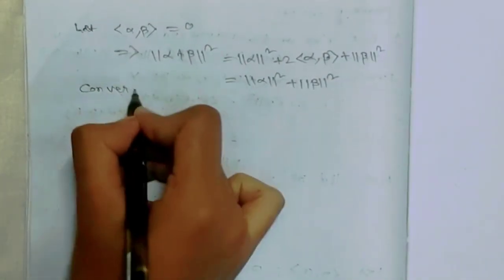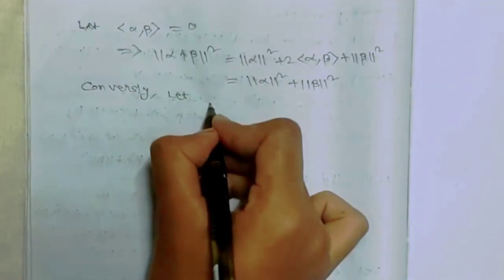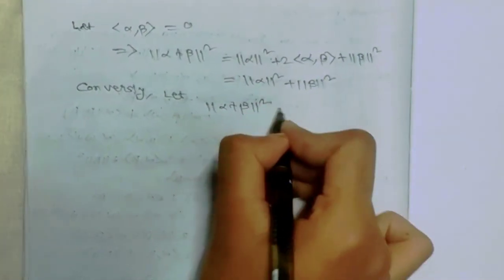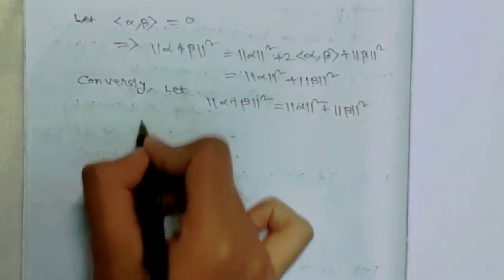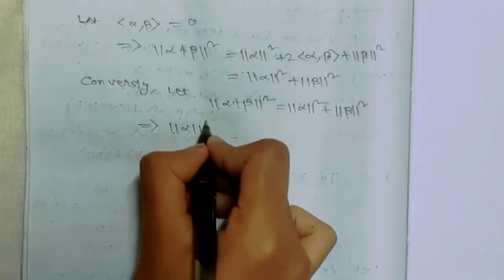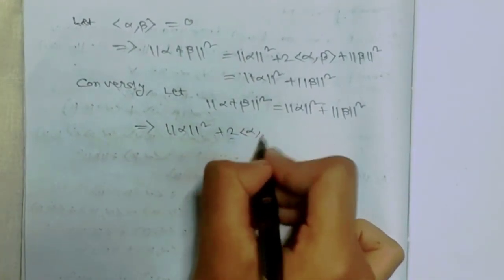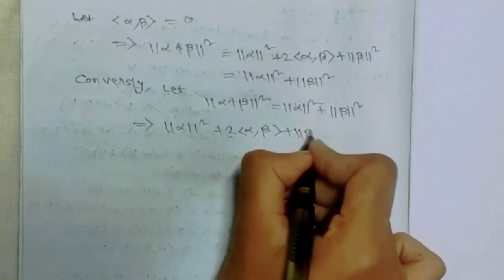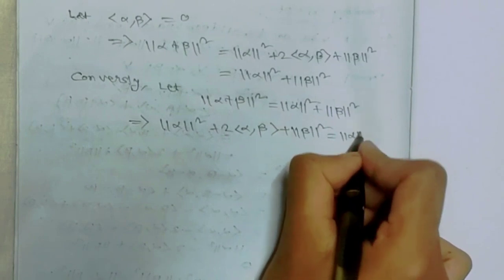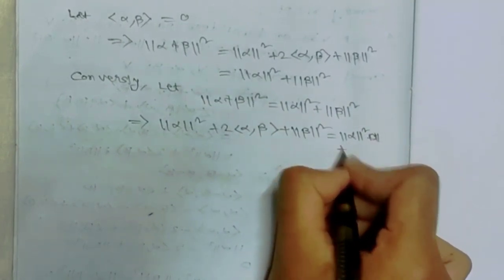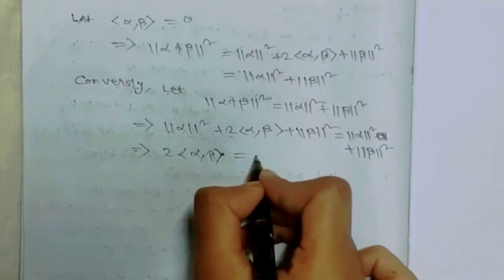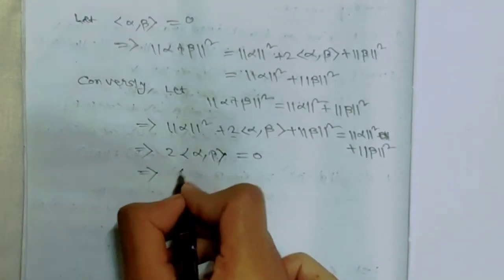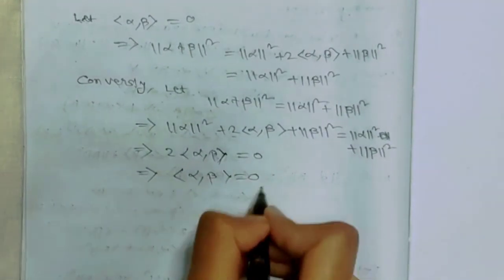Conversely, let norm alpha plus beta squared equal norm alpha squared plus norm beta squared. That implies norm alpha squared plus 2 times the inner product of alpha, beta plus norm beta squared equals norm alpha squared plus norm beta squared. That implies 2 times the inner product of alpha, beta equals 0. That implies the inner product of alpha, beta equals 0.